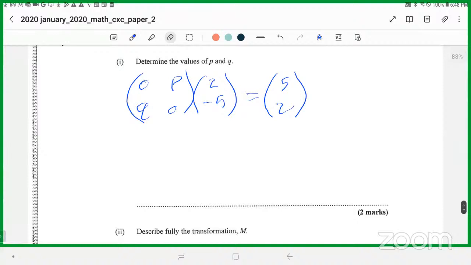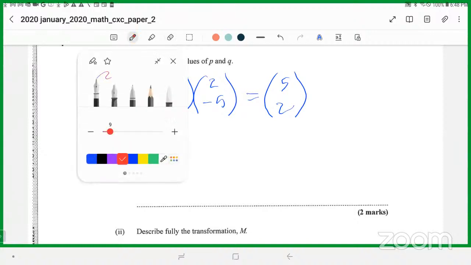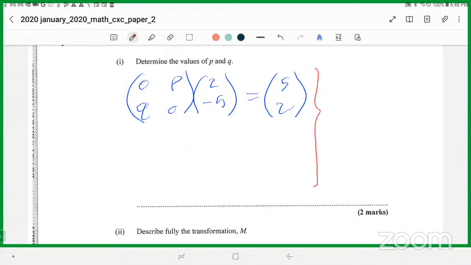Under the work over here, let's do it in red. This value is obtained by multiplying this row by this column, so we can set that up. We know 0 times 2 and p times negative 5 equals this 5. This row times this column is giving us this 5.